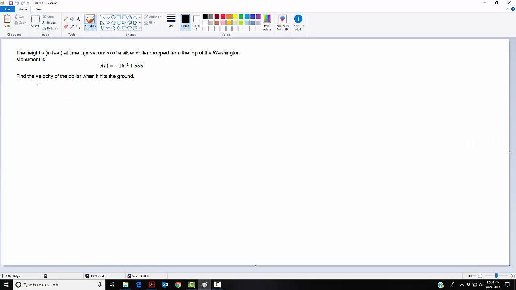So let me get a pen working. We just want to keep in mind what we're referring to. So here's the Washington Monument. A silver dollar is going to be just dropped down, and we're wondering, when it hits the ground down here at the bottom, what is its speed? Of course, we're talking about speed as the velocity.